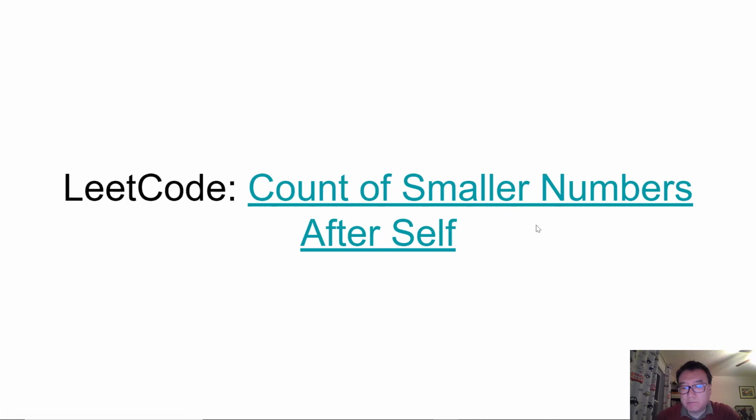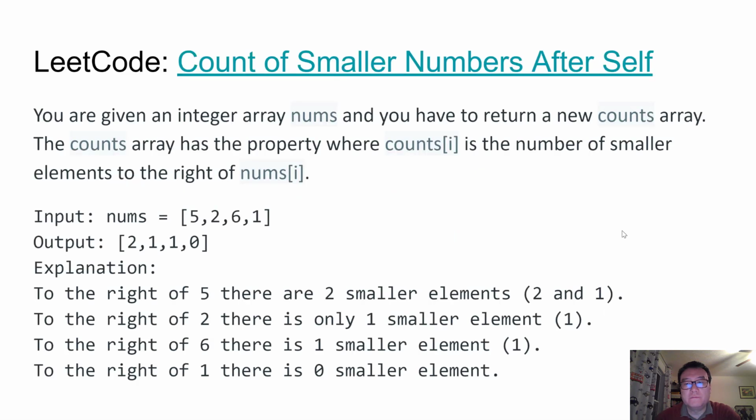Let's look at the second example, also from LeetCode, count of smaller numbers after self. So here's the problem description. We are given an integer array, and we're supposed to find out for each element in the array how many numbers to the right of the element are smaller. So we output this array that gives that information.